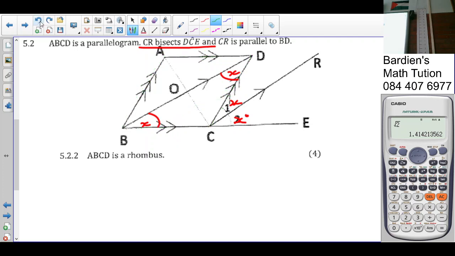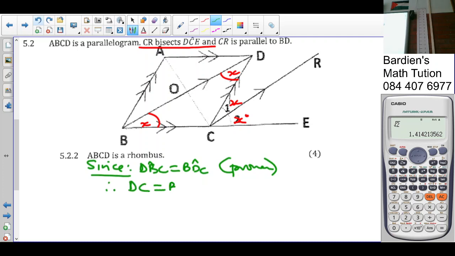So ABCD is a rhombus. We say, since DBC is equal to BDC, that was proven, therefore DC is equal to BC. Why? Because sides opposite equal angles.